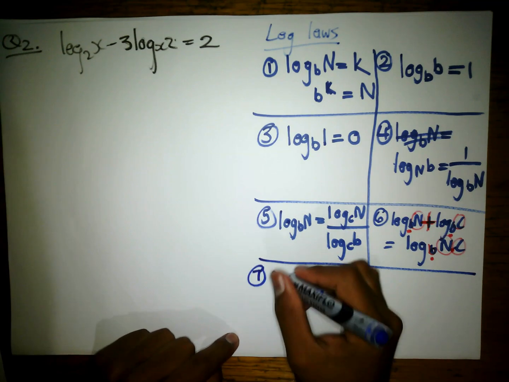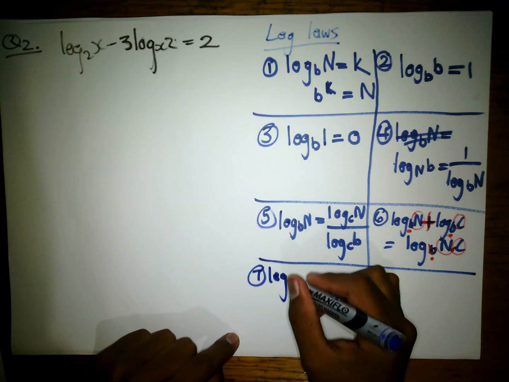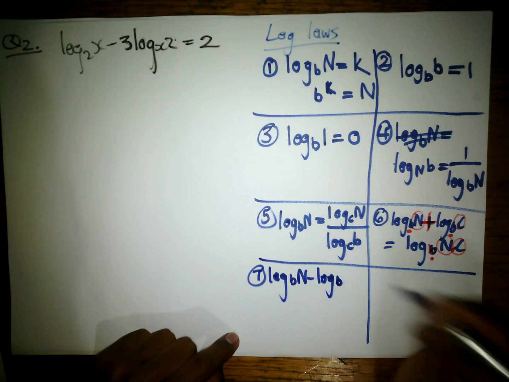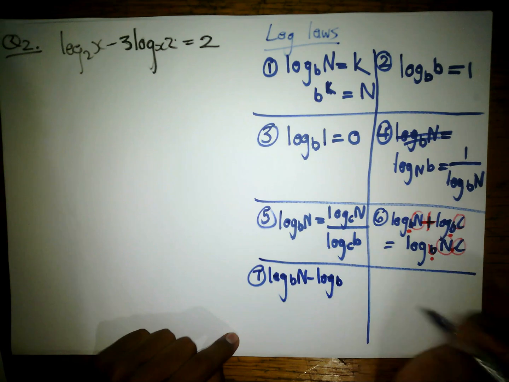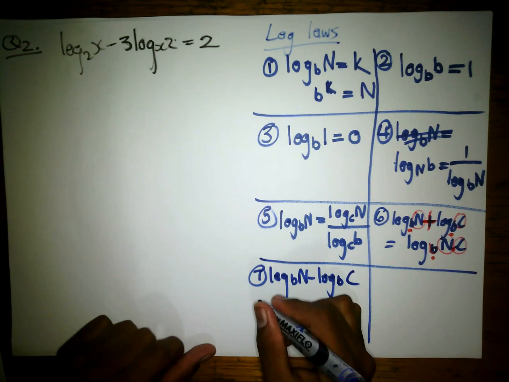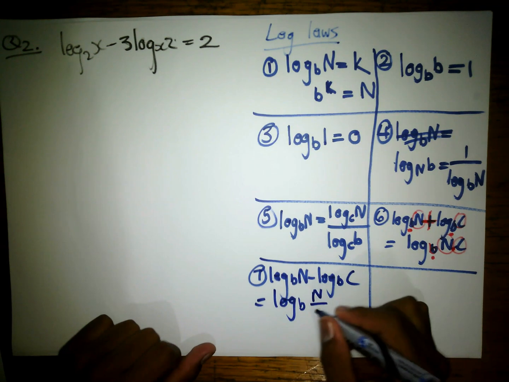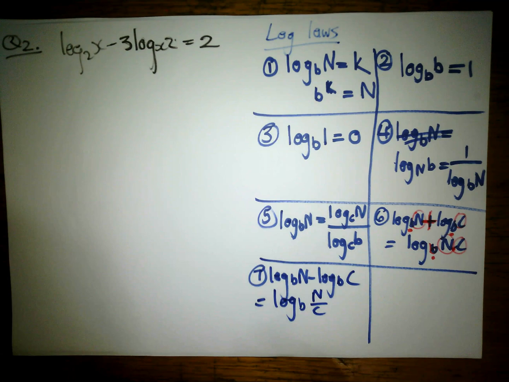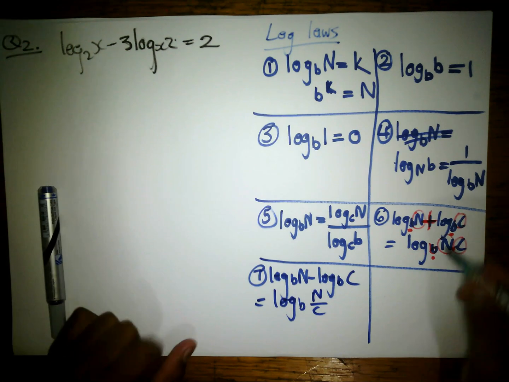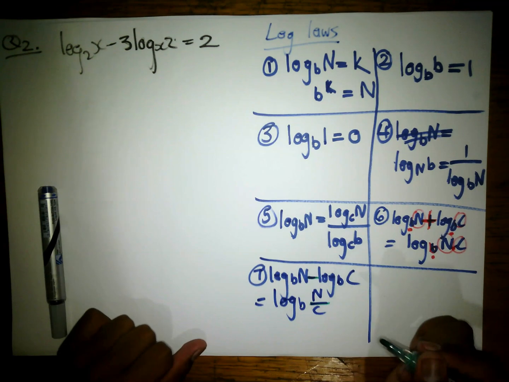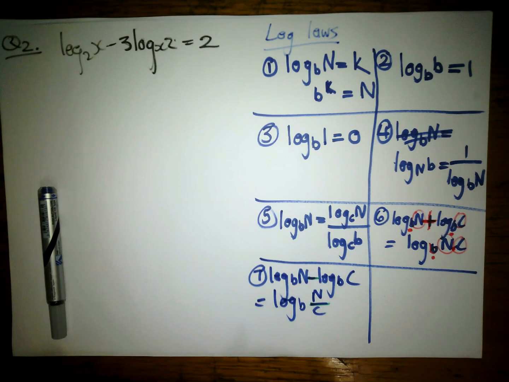Log b n minus log b c equals log base b of n over c. It's just the inverse of law number 6. Subtraction goes with division. Very straightforward, very simple, and you will get this question. You will most likely see it again. Without a doubt, you will see it.